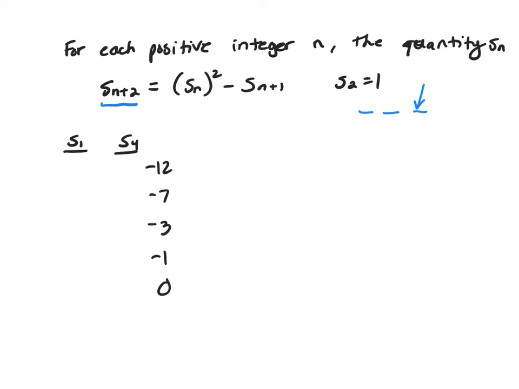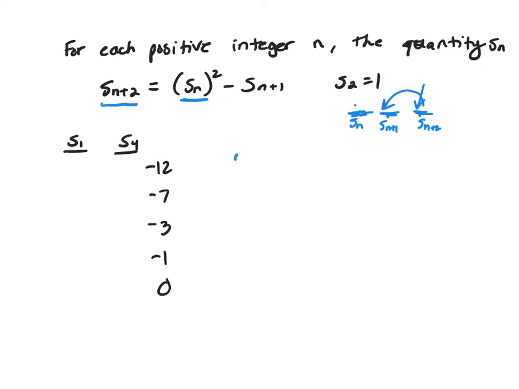If this is S sub n plus 2, this is S sub n plus 1, and this is S sub n in terms of positions in the list. So to find S sub n plus 2, what you do is you go back twice, go to the one two before, square it, and then subtract off the one right before it. So let's just look at this formula.